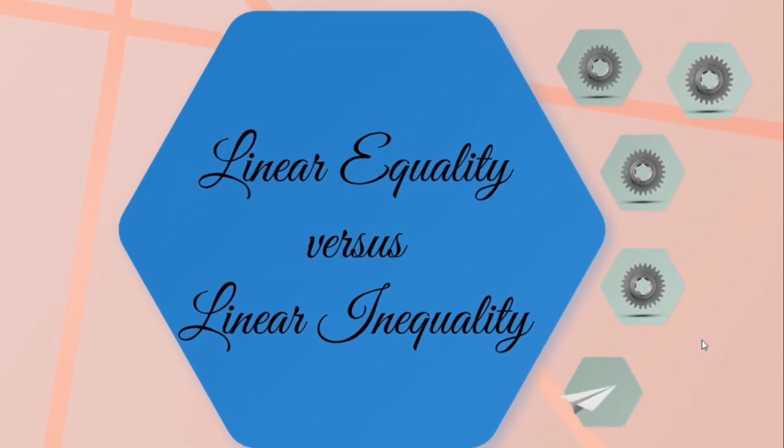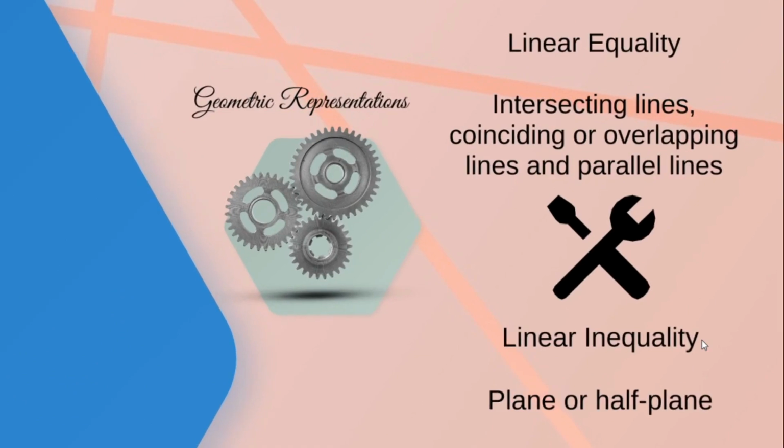Next, ano pa ba ang pinagkaiba ng dalawa? So in terms of geometric representations, in linear equality, there's what we call intersecting lines, coinciding or overlapping lines, and parallel lines, which na-discuss ko naman ito noong first quarter. How about in linear inequality? We have plane or half plane.